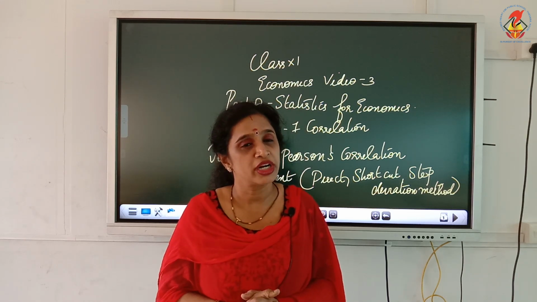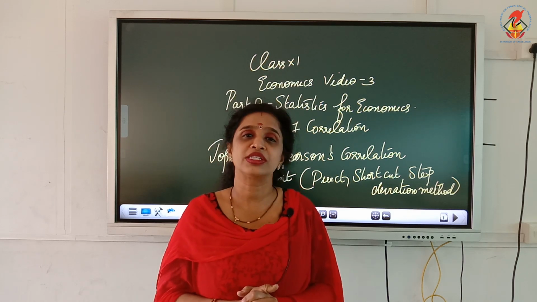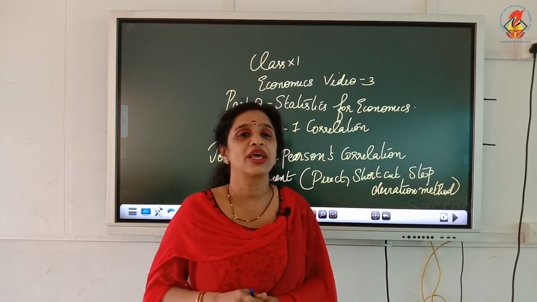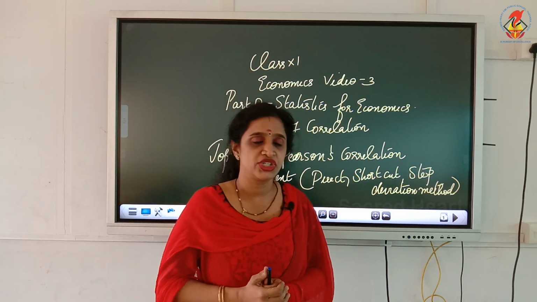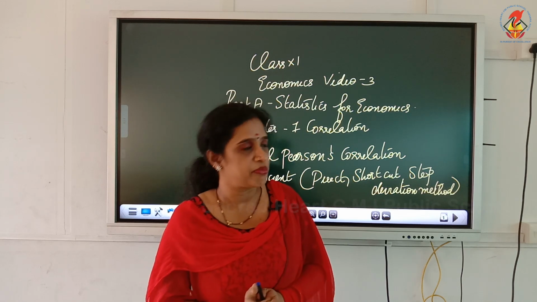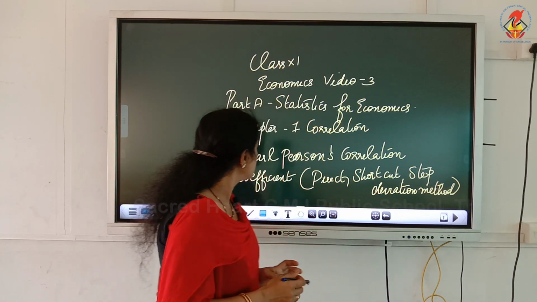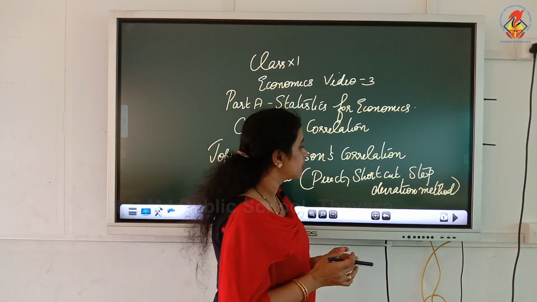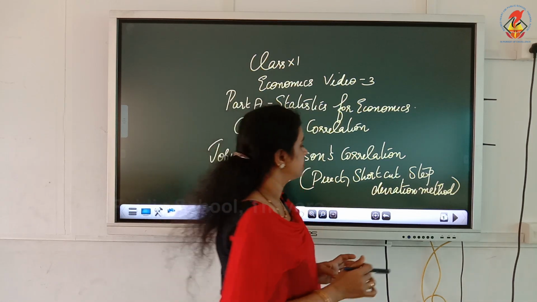One is the shortcut method, the direct method and the step deviation method. Now let us see how Karl Pearson has estimated the correlation with these three methods: direct, shortcut and step deviation method. Now the topic is Karl Pearson's correlation coefficient, direct, shortcut and step deviation method.